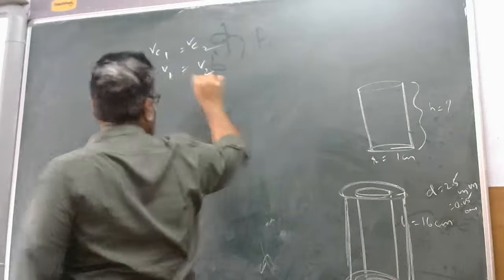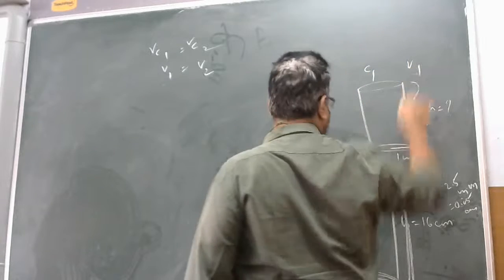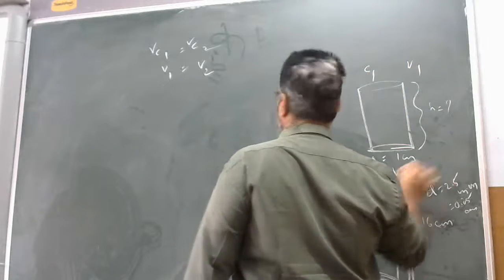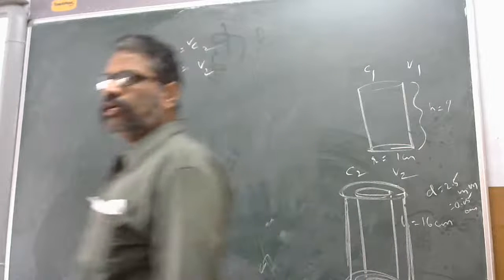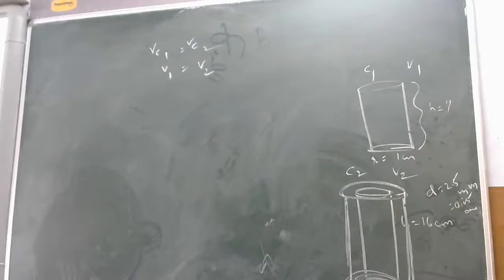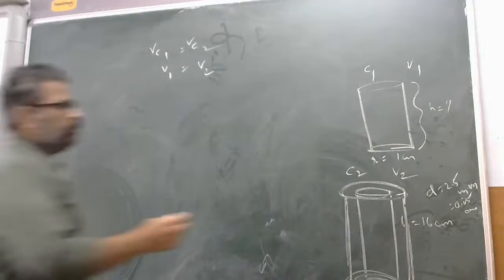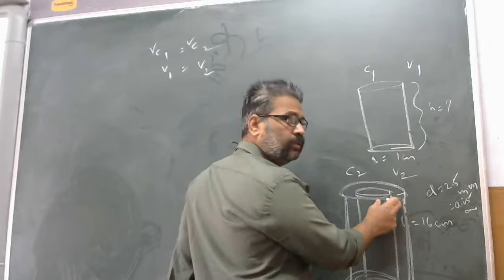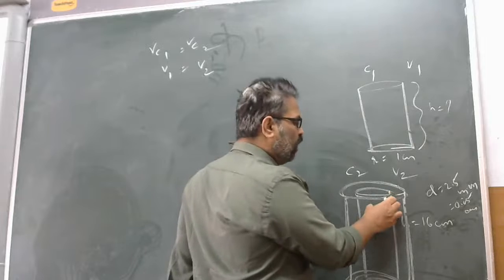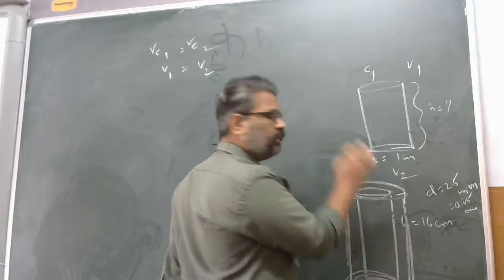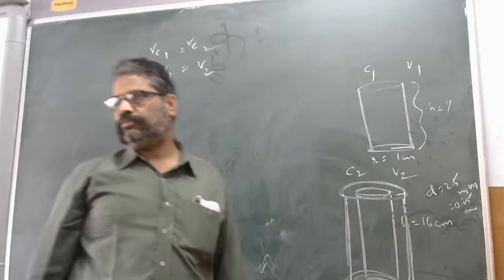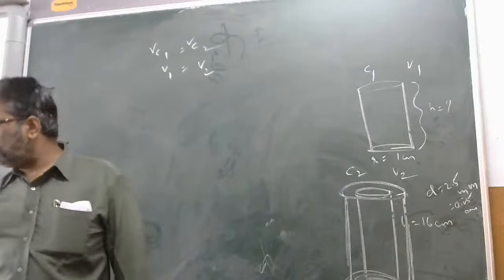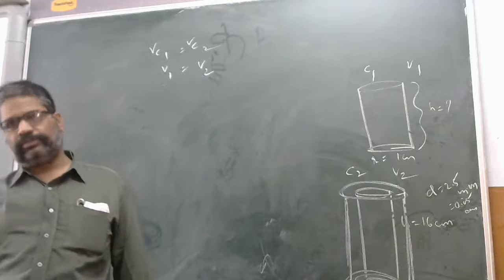Which is nothing but V1 equals V2. This is concerned with cylinder 1 and volume is V1. Cylinder 2, volume V2. Are you clear? Now here is the thickness concept. Thickness means the difference between these two. To make this cylinder, the volume of the metal used is outer volume minus inner volume. That is the volume of the material used.